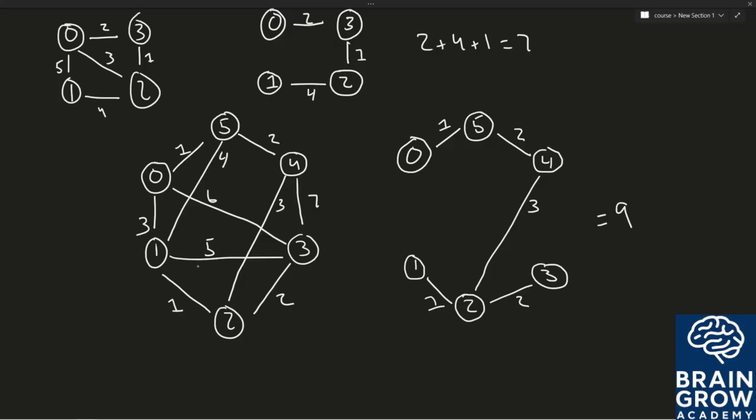and we have 1, 2, 3, 4, 5 edges, and we have 1, 2, 3, 4, 5, 6 vertices. So this would be our minimum spanning tree. So in the next lecture we will go over the implementation for a minimum spanning tree. So if you have any questions about a minimum spanning tree, please feel free to ask me in the Q&A section.